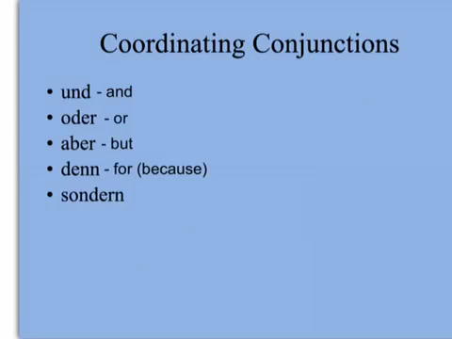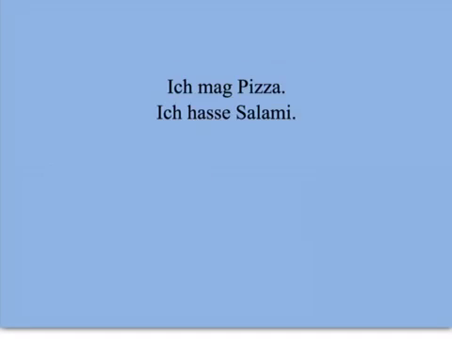for, in a because sort of sense, for this reason, and sondern, which is another word for but, meaning instead or rather, and is sometimes used with nicht nur, for not only, to say nicht nur something, sondern auch, but also something else. Let's look at a simple example of how to use coordinating conjunctions.